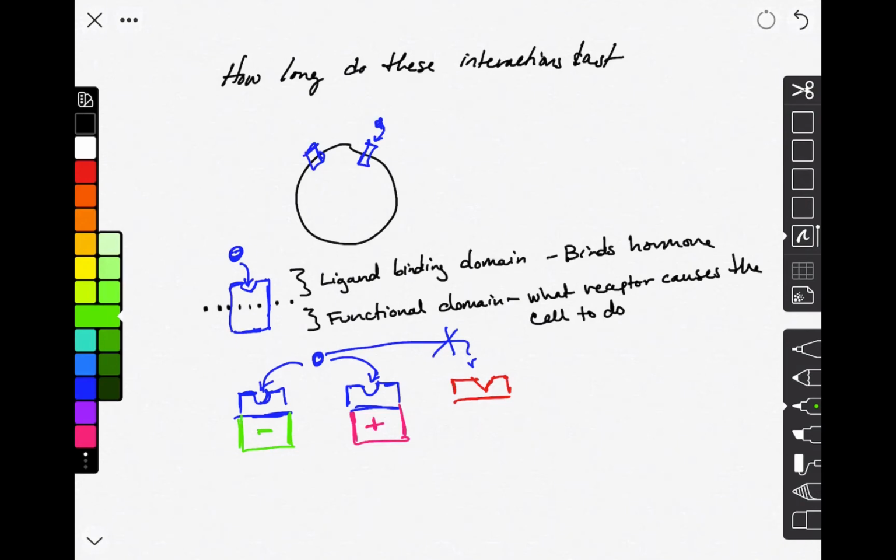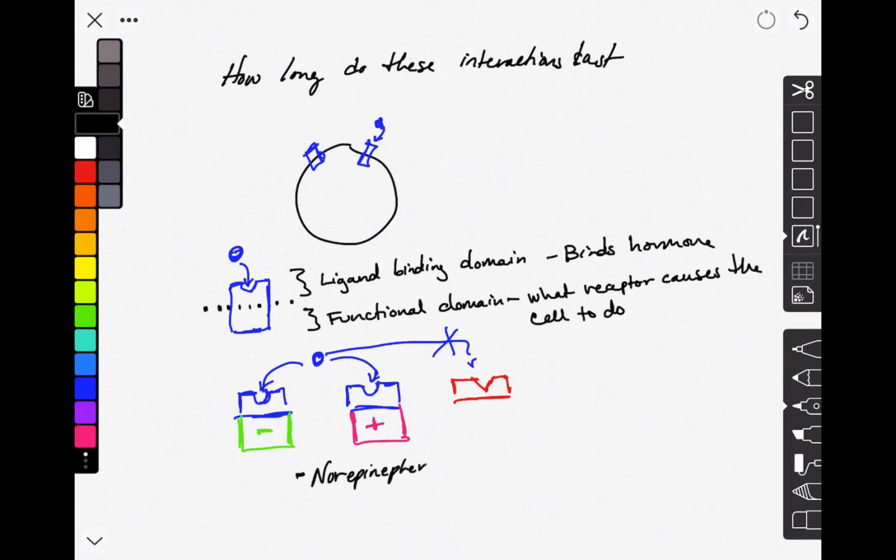An example of this in your system would be norepinephrine, which causes vasodilation. That's the dilation of blood vessels in the muscles, and vasoconstriction, the constriction of blood vessels in the viscera.